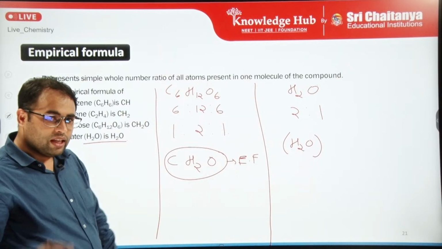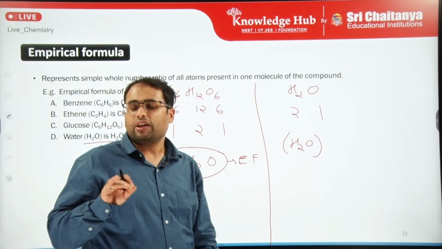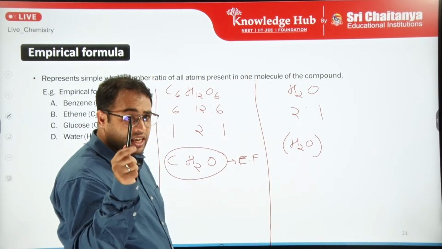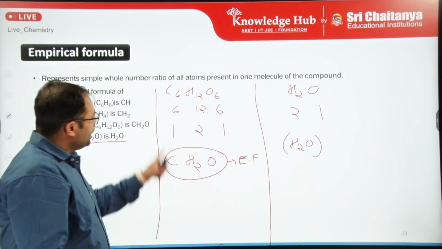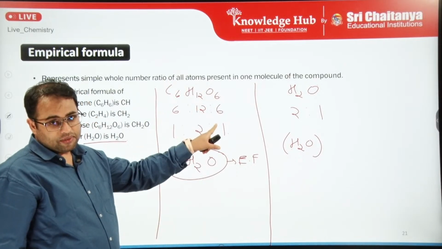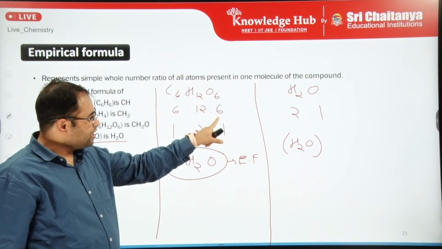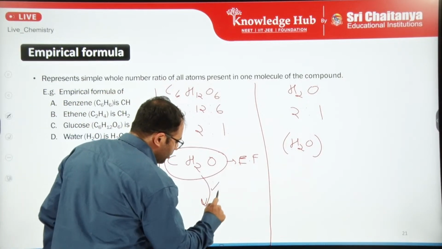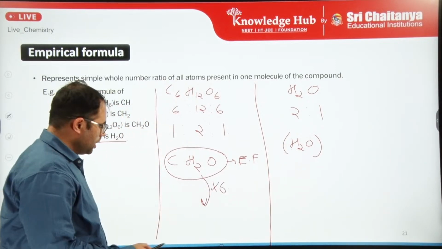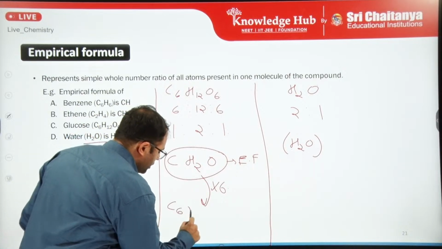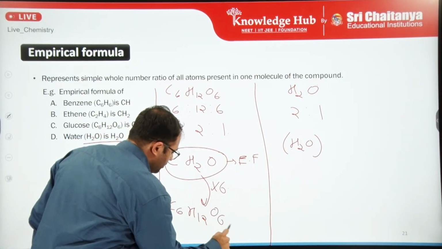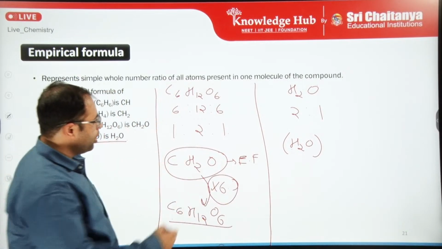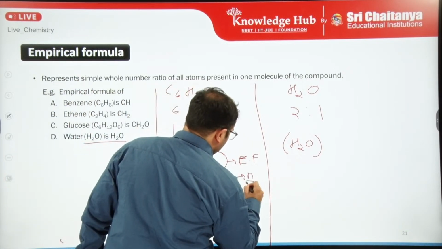Now, let me pause for a little bit and highlight an important point here. What is that important point? Stay with me on this one. See, you are dividing it by 6 here, correct? If you divide it by 6 here, then to get the molecular formula, I can also multiply it by 6, right? That gives me C6H12O6 again. So this 6 is called a number n, right?